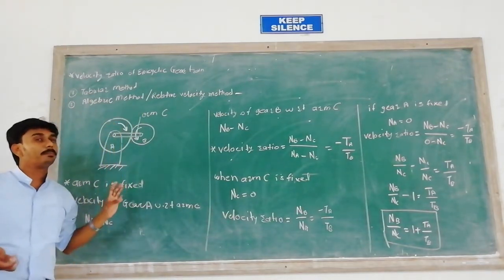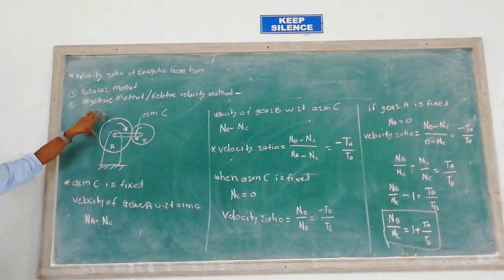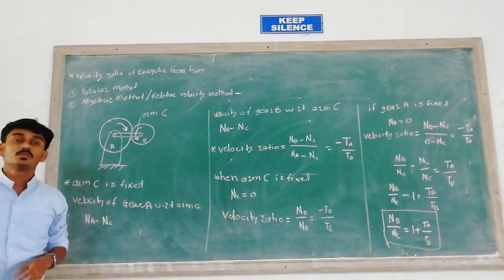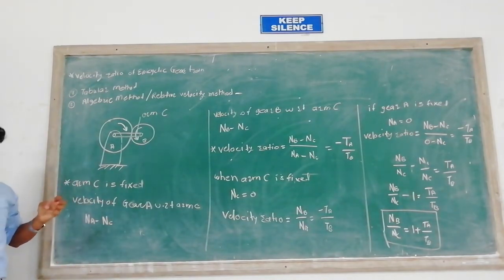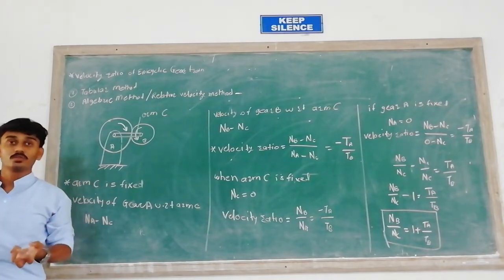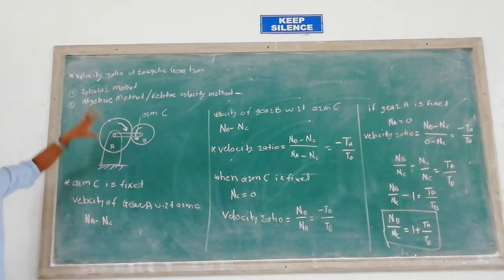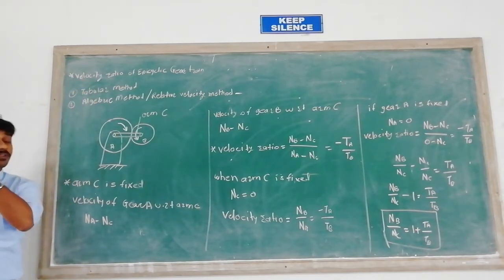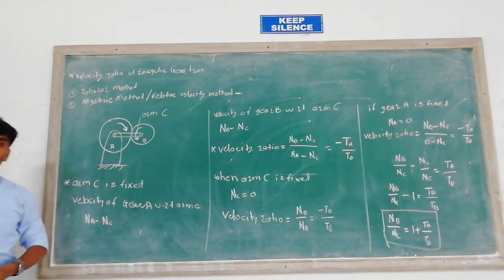So instead of solving a numerical by the algebraic method, the tabular method is generally used. If they ask in a numerical to solve the numerical of the gear train, then you can use any one method out of these, but generally the tabular method is most favorable while solving these types of numerical. Okay.